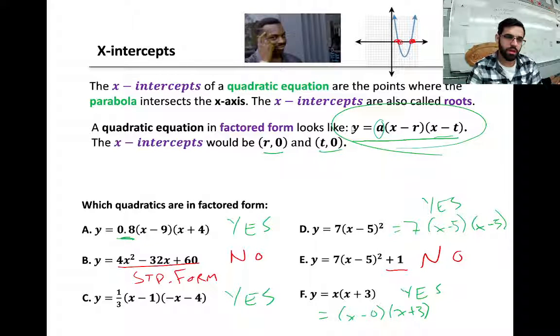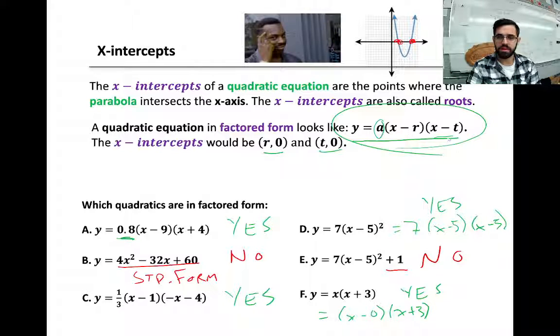Okay, so which equations are in factored form? A is in factored form. B is not in factored form. B is in standard form, but we could factor it. C is in standard form. D is technically in factored form.